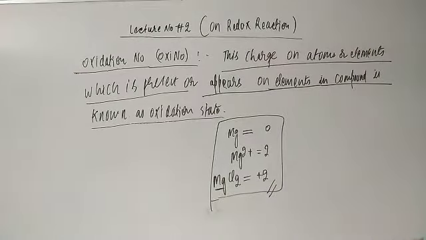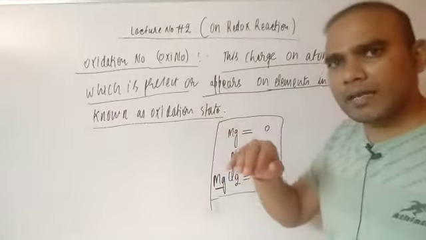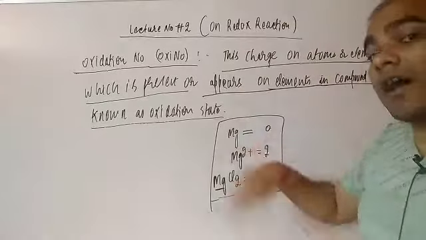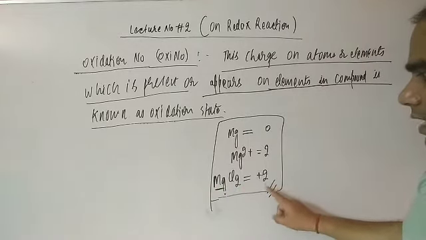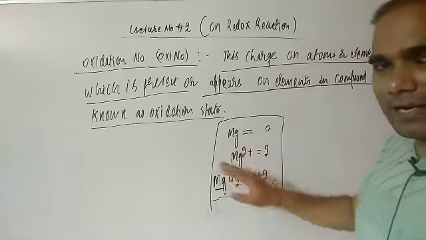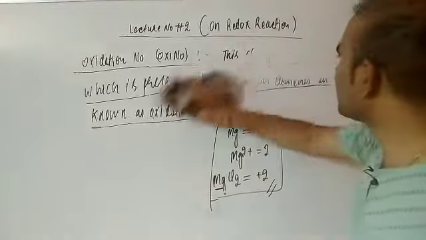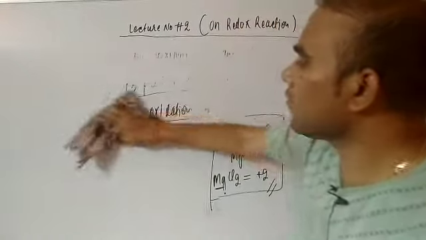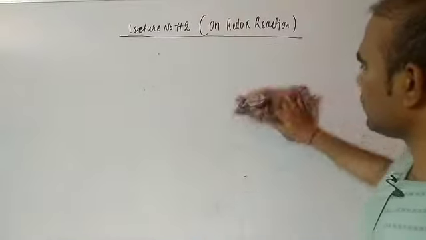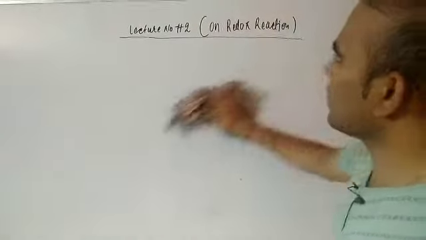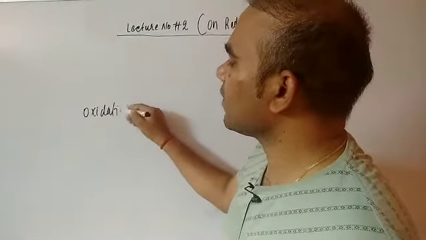There are certain rules for the oxidation number. Oxidation number is nothing but the charge on an atom or element which is present or appears to be present. Like here in MgCl2 there is no charge, but if you calculate, it will come +2. Again we will calculate later on, students, but here you try to understand the basic way. Now there are n number of rules for the calculation of the oxidation number. First of all we are going to understand the oxidation number of hydrogen.